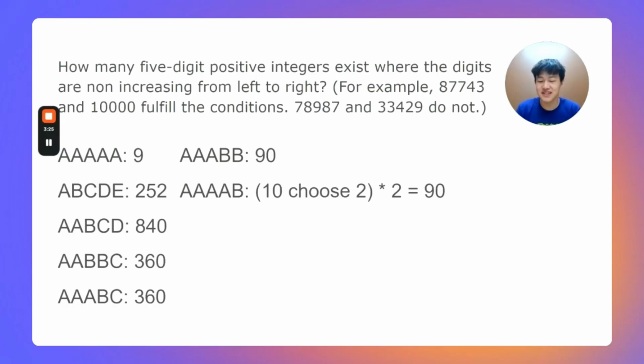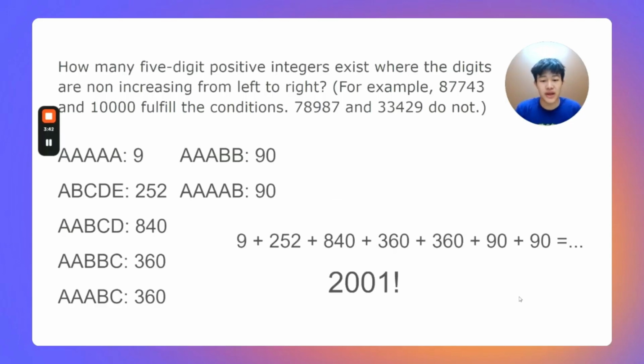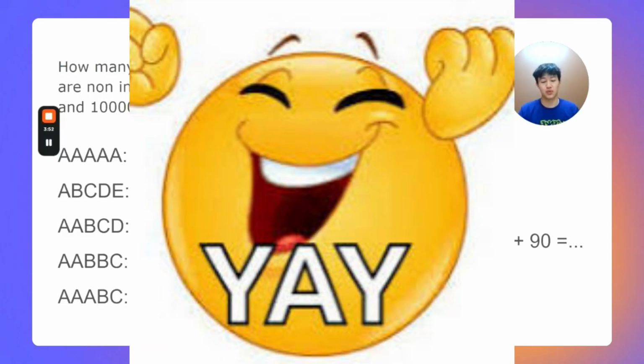Finally, our last case is A, and to find the number of numbers that are like this, it's 10 choose 2, picking our 2 numbers again, times 2 to pick which of the 2 numbers should be quadrupled. Now we add everything up, so 9 plus 252 plus 840 plus 360 plus 360 plus 90 equals 2001. Wow, that was a lot.